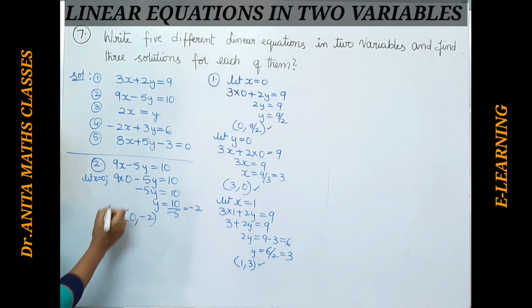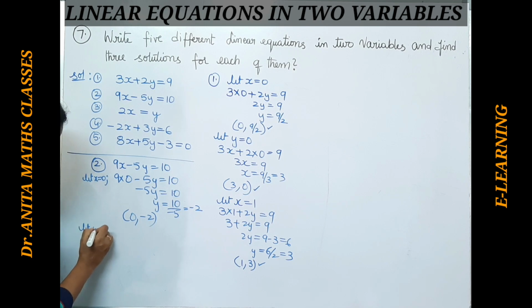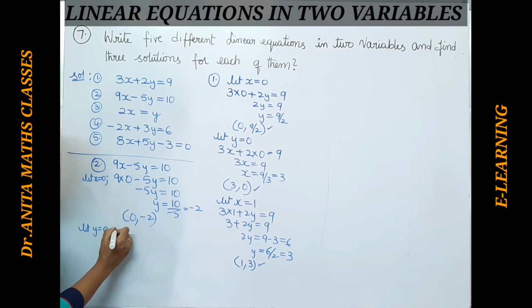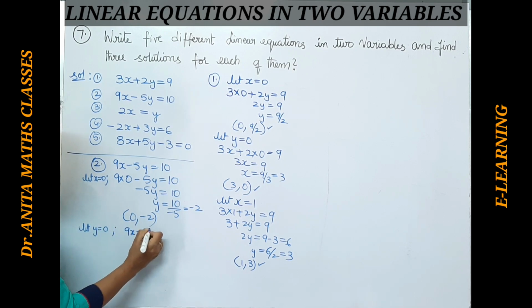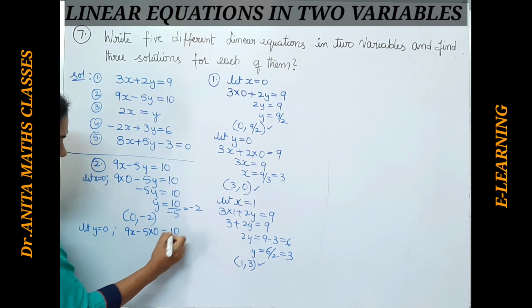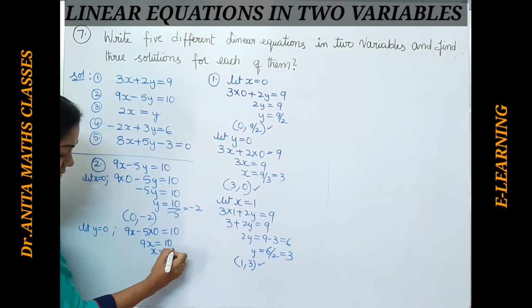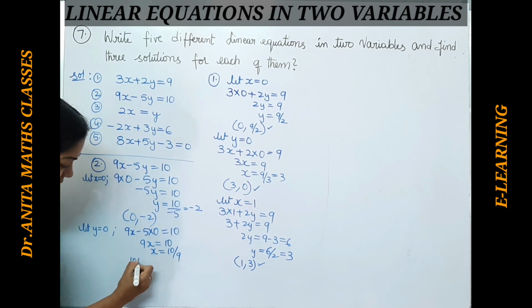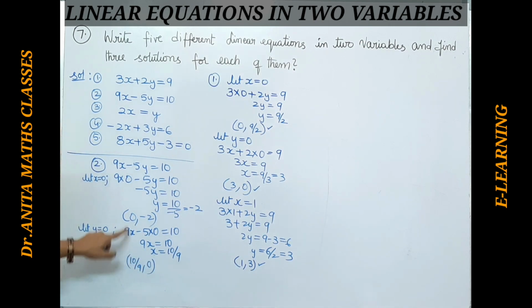Likewise, let y equal to 0. 9x minus 5 into 0 equal to 10. So 9x equal to 10. x is equal to 10 by 9. So 10 by 9 comma 0 is the second solution. Here y value 0 I have taken, right?